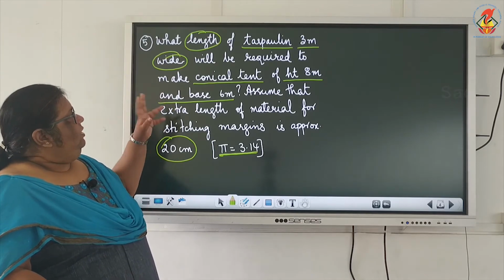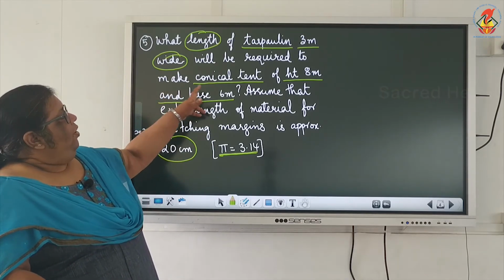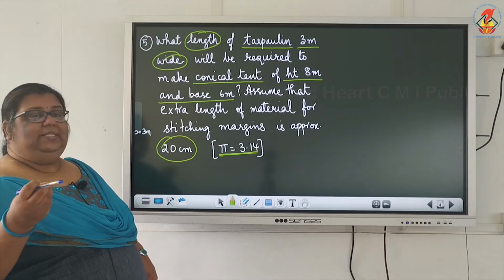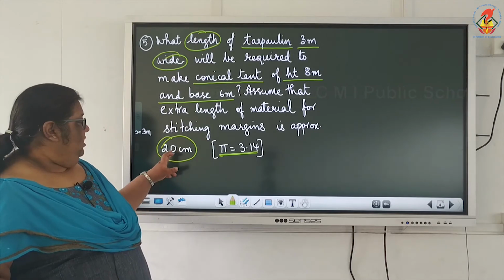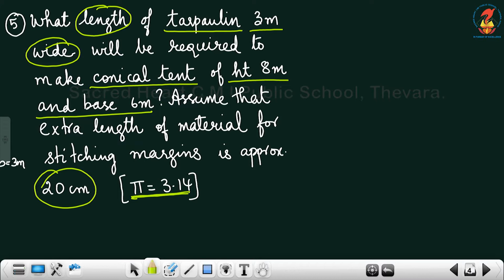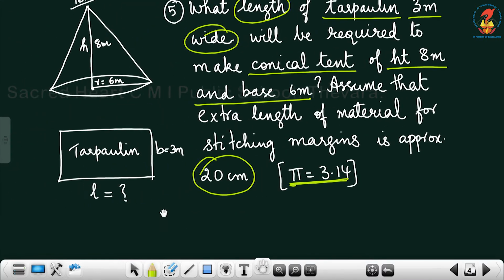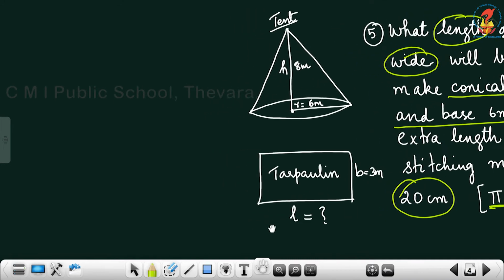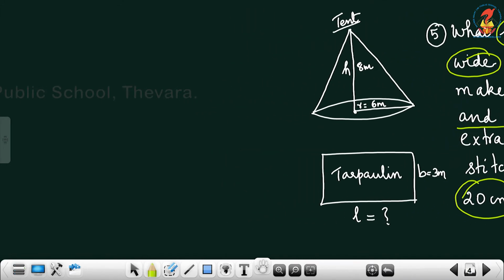Length you need to find, breadth is given. And conical tent's height and base is given. And then extra material is required for stitching. How much they have taken? 20 centimeter extra cloth is required. I have drawn a picture here. There is a tent of height 8 meter and radius 6 meter. Tarpaulin, breadth is given as 3 meter. We need to find the length of the tarpaulin.